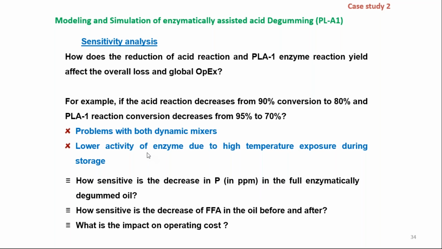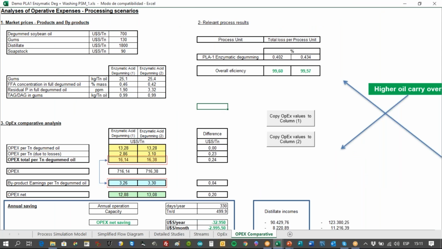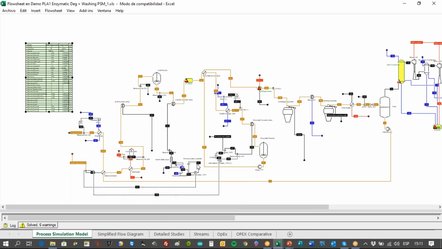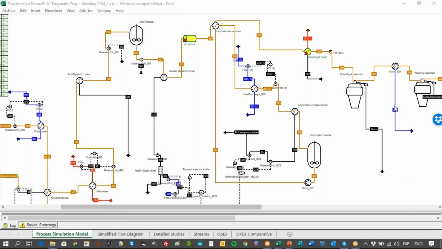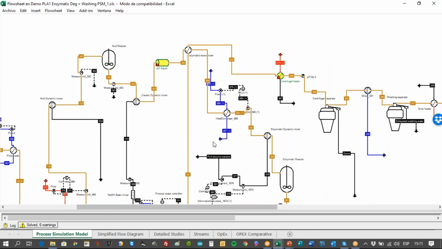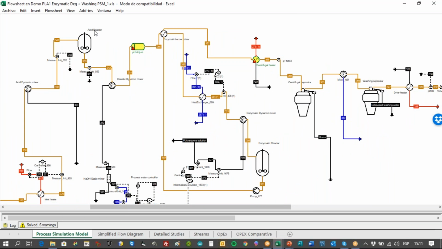So going to come back again to the simulation model. Basically what we are analyzing here is that we are using exactly the same amount of enzyme, but we are facing some problems, either with the dynamic mixer that we typically need to use in the process, this one or this one, and we are using exactly the same amount of citric acid.